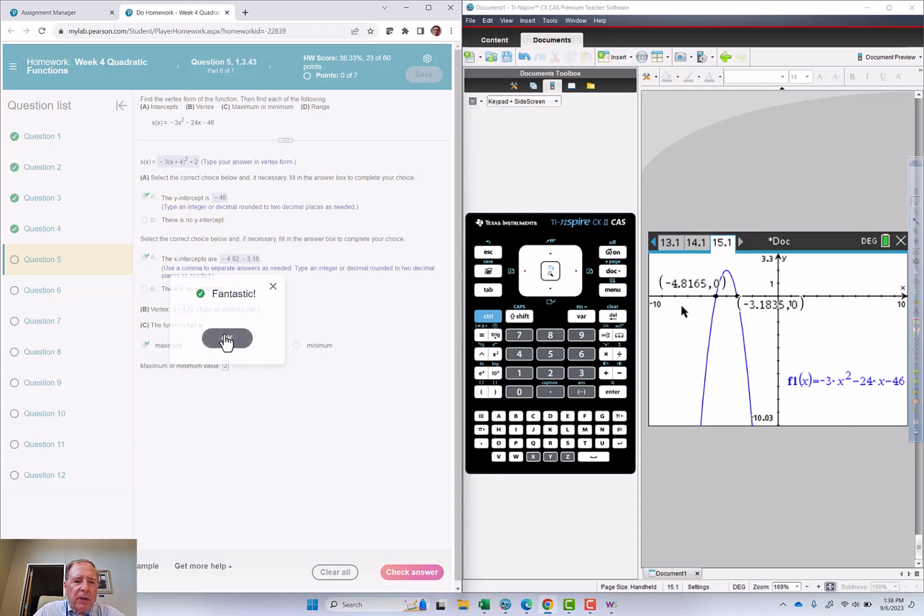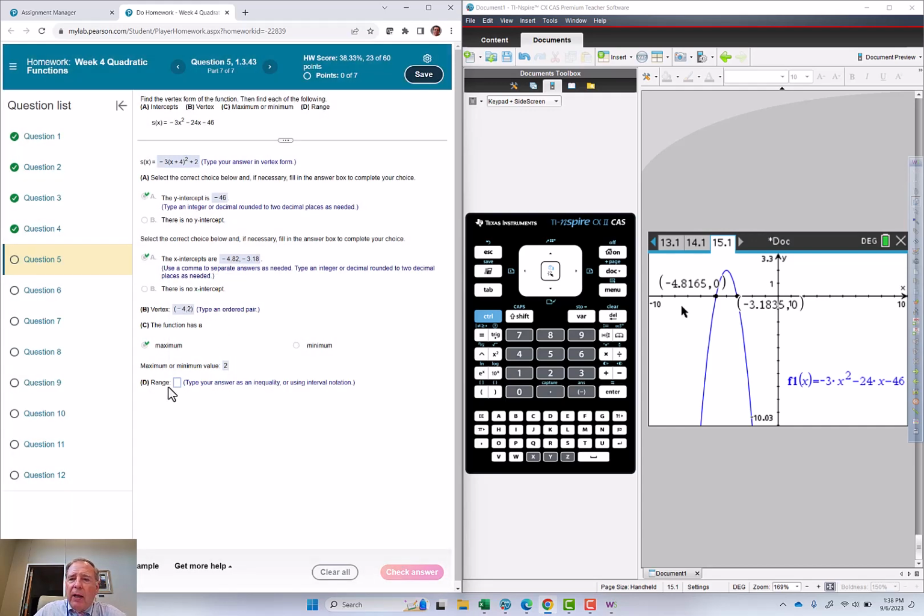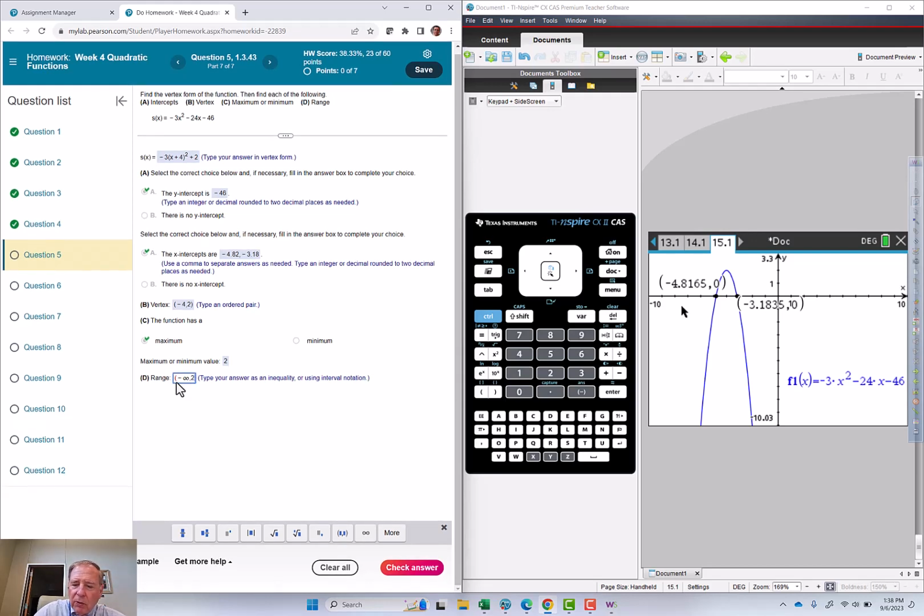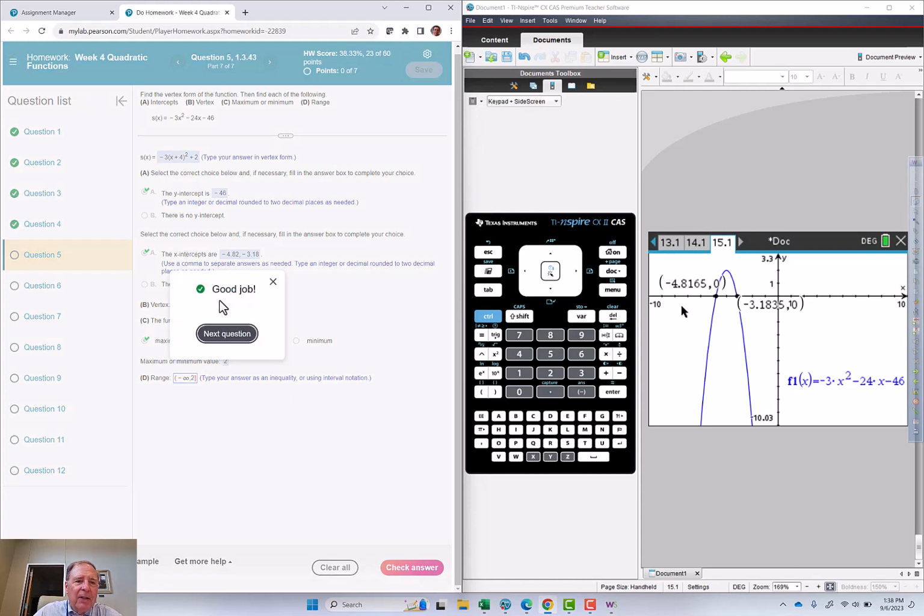Check answer. Fantastic. Then range is going to be parenthesis negative infinity, because we're facing down, messed up the parenthesis, negative infinity, then comma, and our top of our vertex, the y coordinate is 2, so it's up to 2, but with a square bracket, because we can get there. Good job.